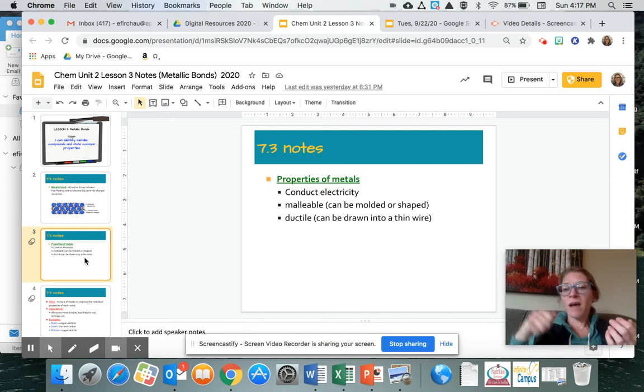So if you take a piece of aluminum and hit a hammer with it, or if you squeeze a pop can, that metal is malleable. It can be molded or shaped. And again, that's because metals have these free-flowing valence electrons that allow the shape to change. Metals are also ductile, which means they can be drawn into a thin wire.